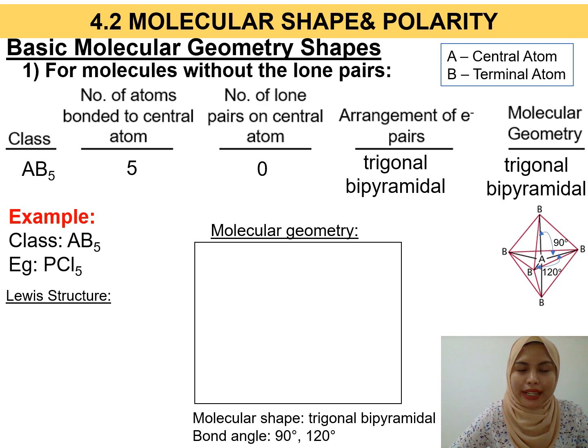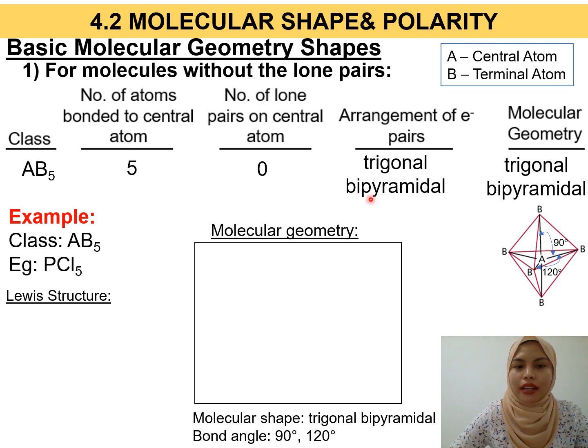Alright, the next basic molecular geometry shape that you need to know ialah shape trigonal bipyramidal. Macam mana shape trigonal bipyramidal tu? Lebih kurang macam ni lah. Di mana kamu hanya ada satu central atom dan juga 5 terminal atom. And the bond angle dia ada dua. Bila let's say bond angle yang dekat triangle ni 120 degree, kalau bond angle between this pyramid ialah 90 degree.